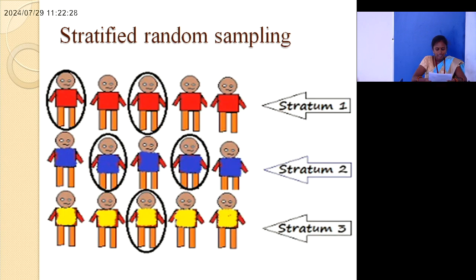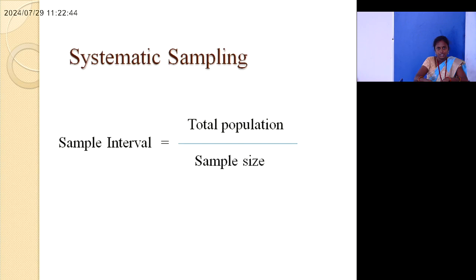Next one is stratified random sampling. In a stratified random sampling method, the total population is divided into smaller groups to complete the sampling process. The smaller groups are formed based on a few characteristics in the population.